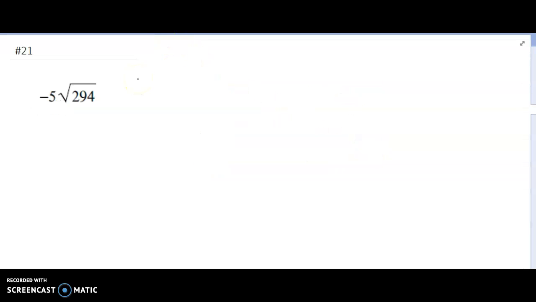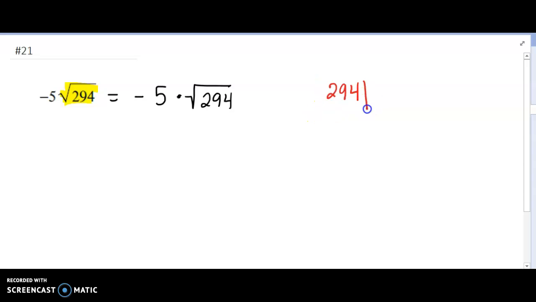All right, so let's turn the page, and these aren't any more difficult. There's just one tiny extra step, but it's not that big of a deal. So this is the same thing as saying -5 times the square root of 294. Okay, when there's nothing here, think of that as multiply. So all we're going to do is focus on the square root of 294 first. Okay, so we're going to break down 294 just like we would before.